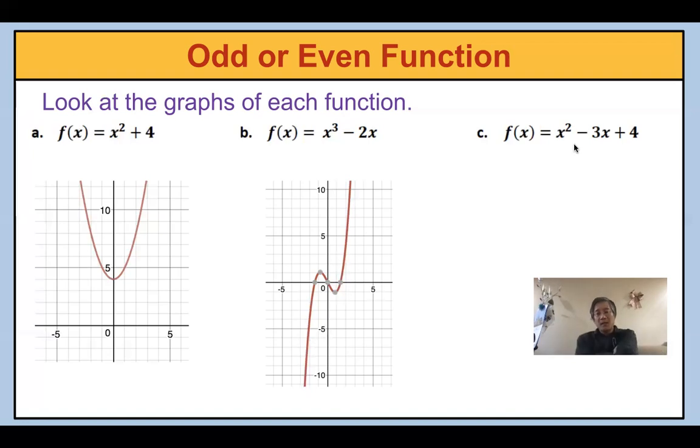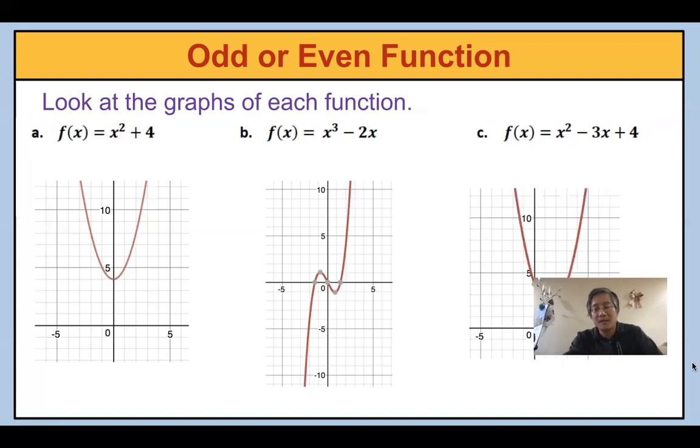How about the third one? Can you determine without looking at the graph, just by looking at the exponents only? What do you see? 2, 1, and this is x to the 0 power. So 2, 1, 0 degrees. It's mixed, right? Then what do you expect? Is it odd? No. Is it even? No. Because it's mixed, it cannot be an odd function, and it cannot be an even function. Then it's neither. The graph will be like this, right?